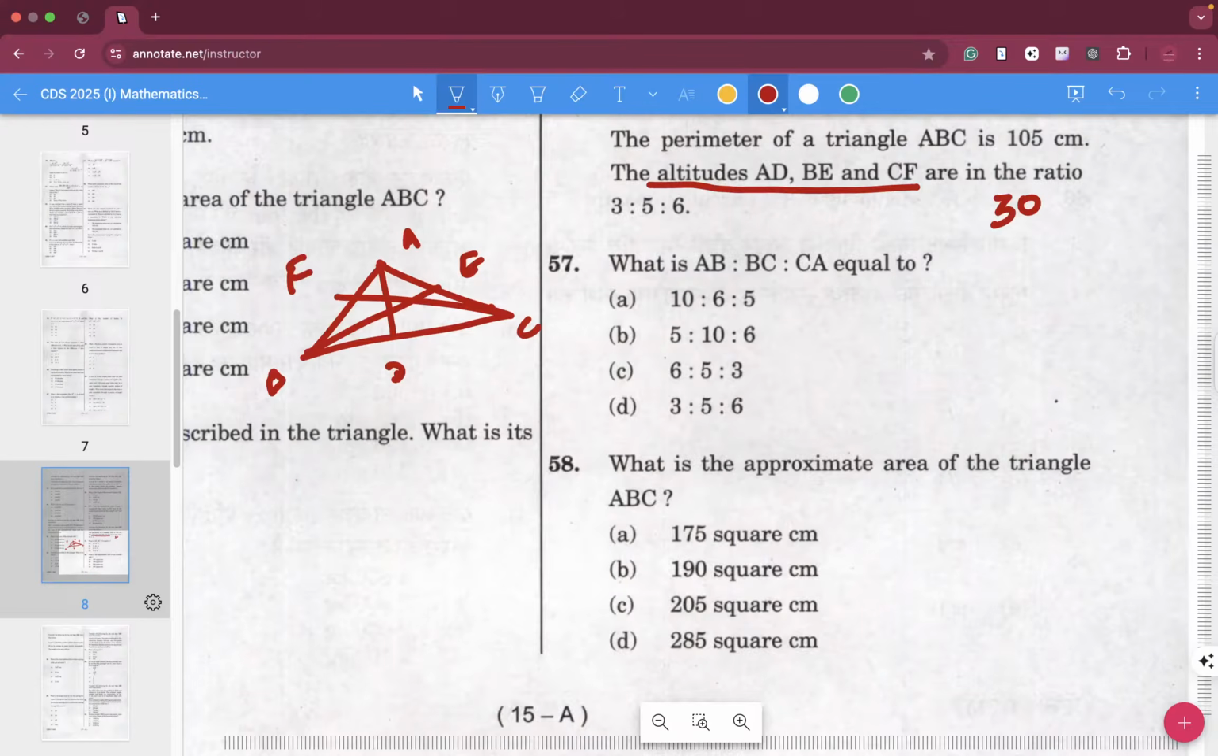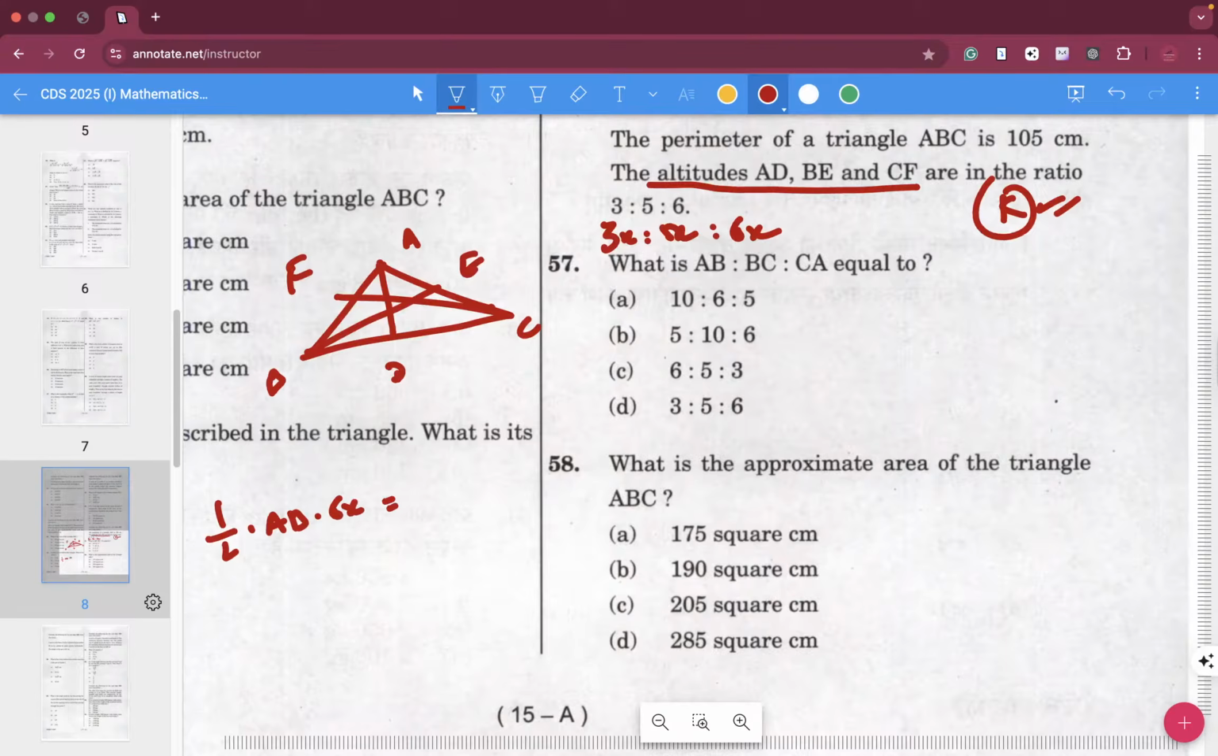So the altitudes are in this particular ratio. Let's say the altitudes are 3x, 5x and 6x. Or otherwise, let's say the area of the triangle is equal to k, rather than assuming 30. So half into base AB into CF, and CF is 6x.